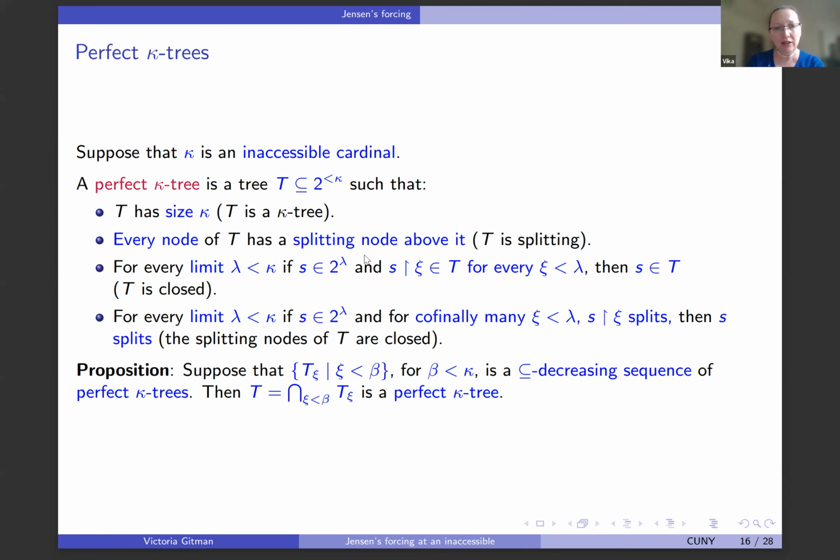Okay, and a standard fact about these perfect kappa trees is that they're closed under intersections of length less than kappa. So if you have a decreasing sequence of perfect kappa trees of length less than kappa, then its intersection is a perfect kappa tree. This is the standard fact.